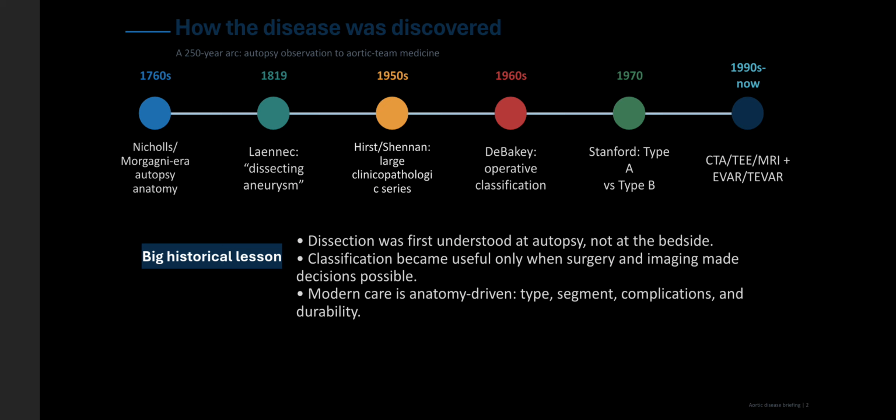Historically, aortic dissection, interestingly, was first described in the 1700s in King George III's autopsy. Subsequent to this, Laennec in the 1800s described dissecting aneurysm. In the 1950s, there were large clinical pathological series. In the 60s, the surgeon DeBakey made an operative classification. In the 70s, we got the Stanford type A and B, and nowadays we have CTA, TEE, MRI, EVAR, TEVAR, and these modern developments. We should recognize we stand on the shoulders of giants.